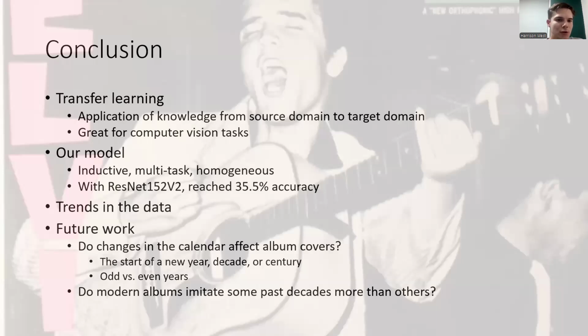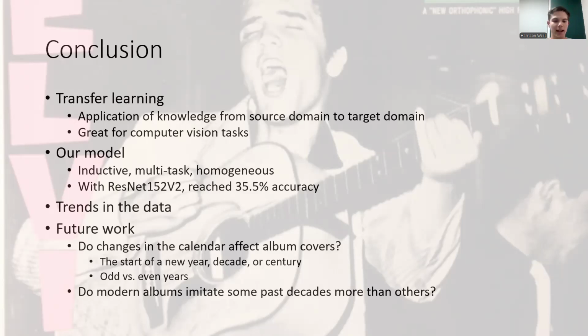So, a conclusion. Transfer learning is the application of knowledge from a source domain to a target domain. It's great for computer vision tasks, and we can divide it into different categories. So we looked at an inductive, multitask, homogeneous transfer learning task, and we tried out some different base models, some image classification models that actually helped us to predict the years of album covers. And with ResNet 152v2, we were able to predict the correct decade with 35.5% accuracy, even though with random chance, you would only get just over 14% accuracy.